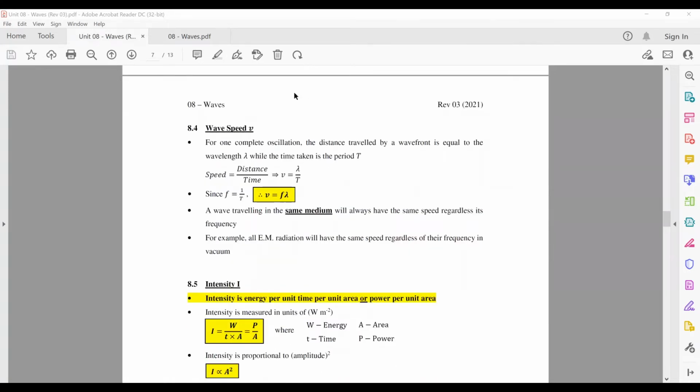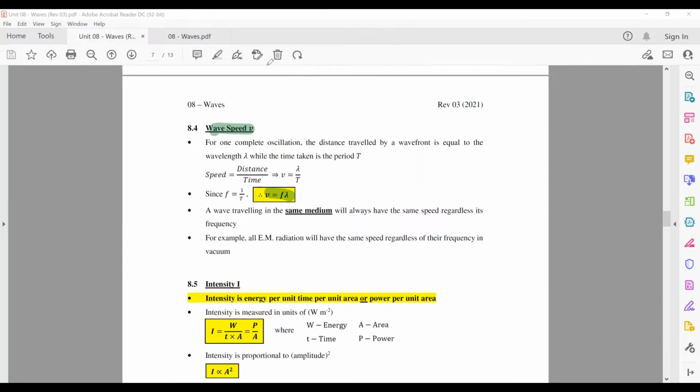Okay, now, if you move on to the next page, page 7, wave speed v. Now, you know that waves move from one end to another end. So if they move, they must have a certain speed. All right. So from IGCSE, you have known that there's one equation that always relates wave speed. That one is actually v equals f lambda.